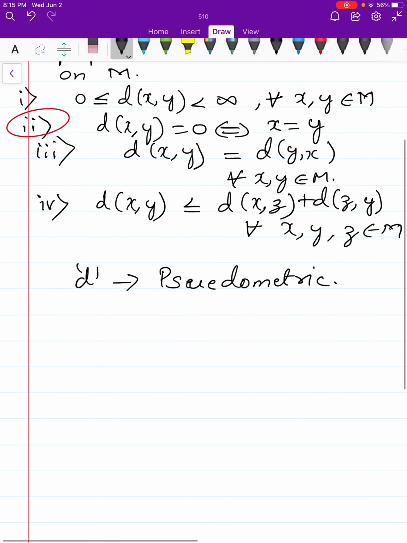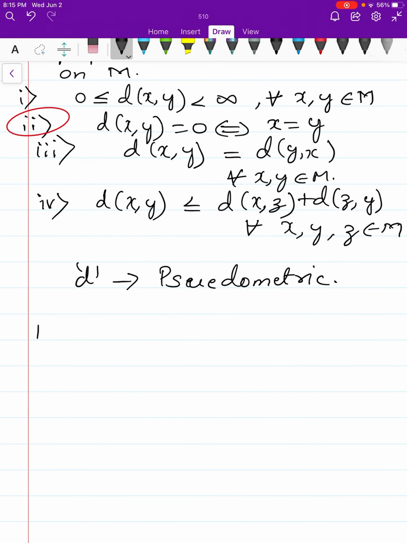Before that, let us go back to the examples. There is a problem in the homework which asks you to check whether some functions are metrics or not on a particular space. I think it's basically on the reals, as we are studying real analysis.